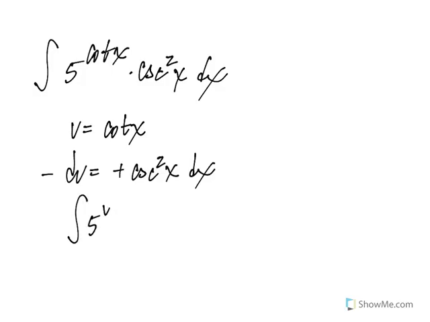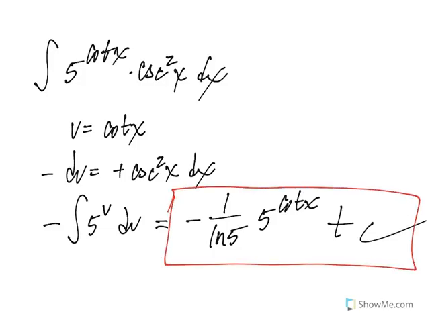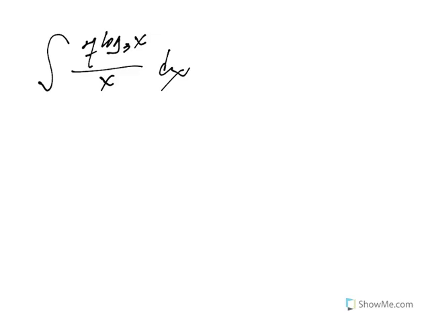This is going to be 5 to the u. Cosecant squared x dx comes out, and negative du goes in. We move the negative out front because it is a constant multiple. This then gives me a final answer of negative 1 over the natural log of the base, times the base to the power. The power is cotangent of x, plus c. And that is your final answer.